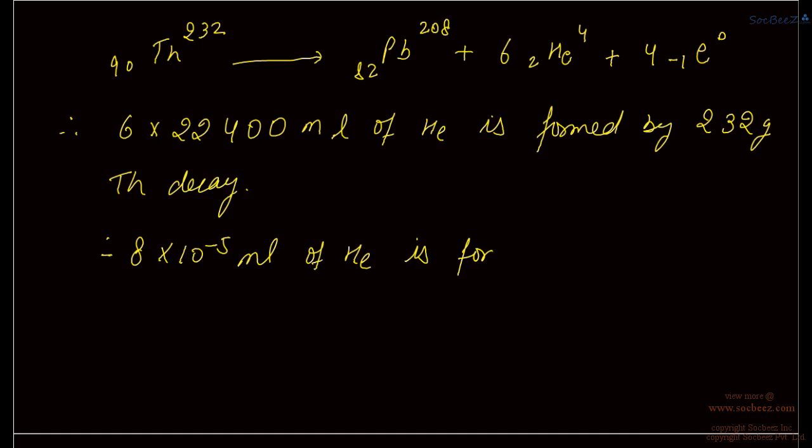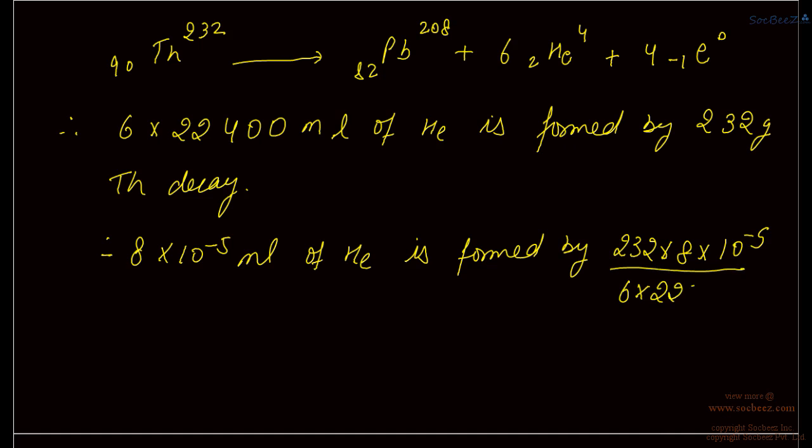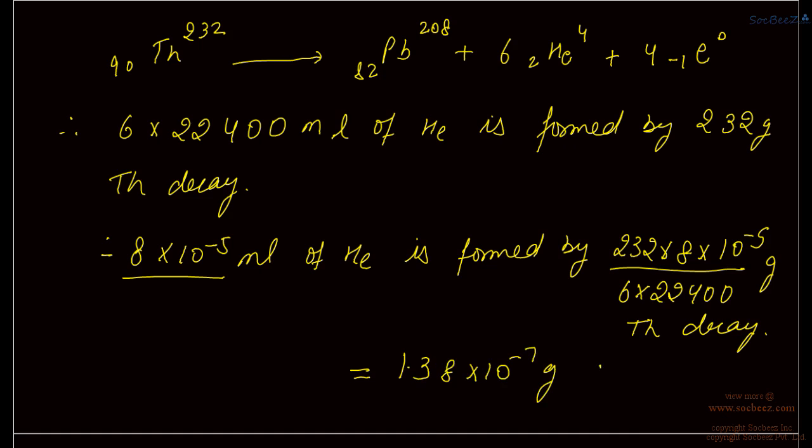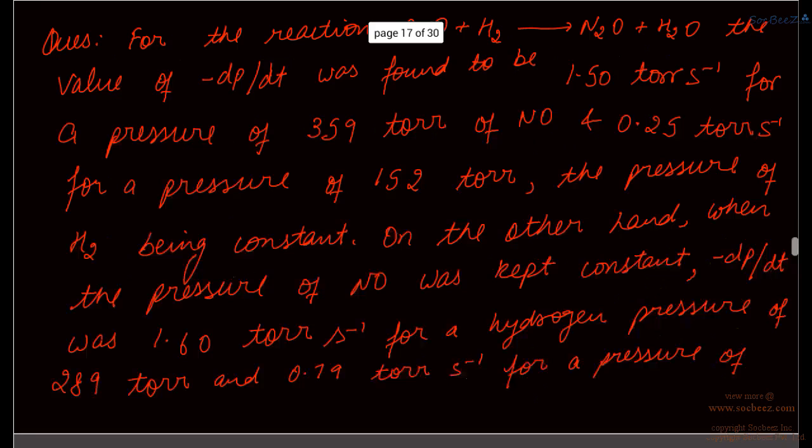Therefore, 8×10⁻⁵ milliliter of helium is formed by 232×8×10⁻⁵ upon 6×22,400 gram thorium decay. Okay. So from here we can say that this amount of helium is formed by 1.38×10⁻⁷ gram thorium decay.